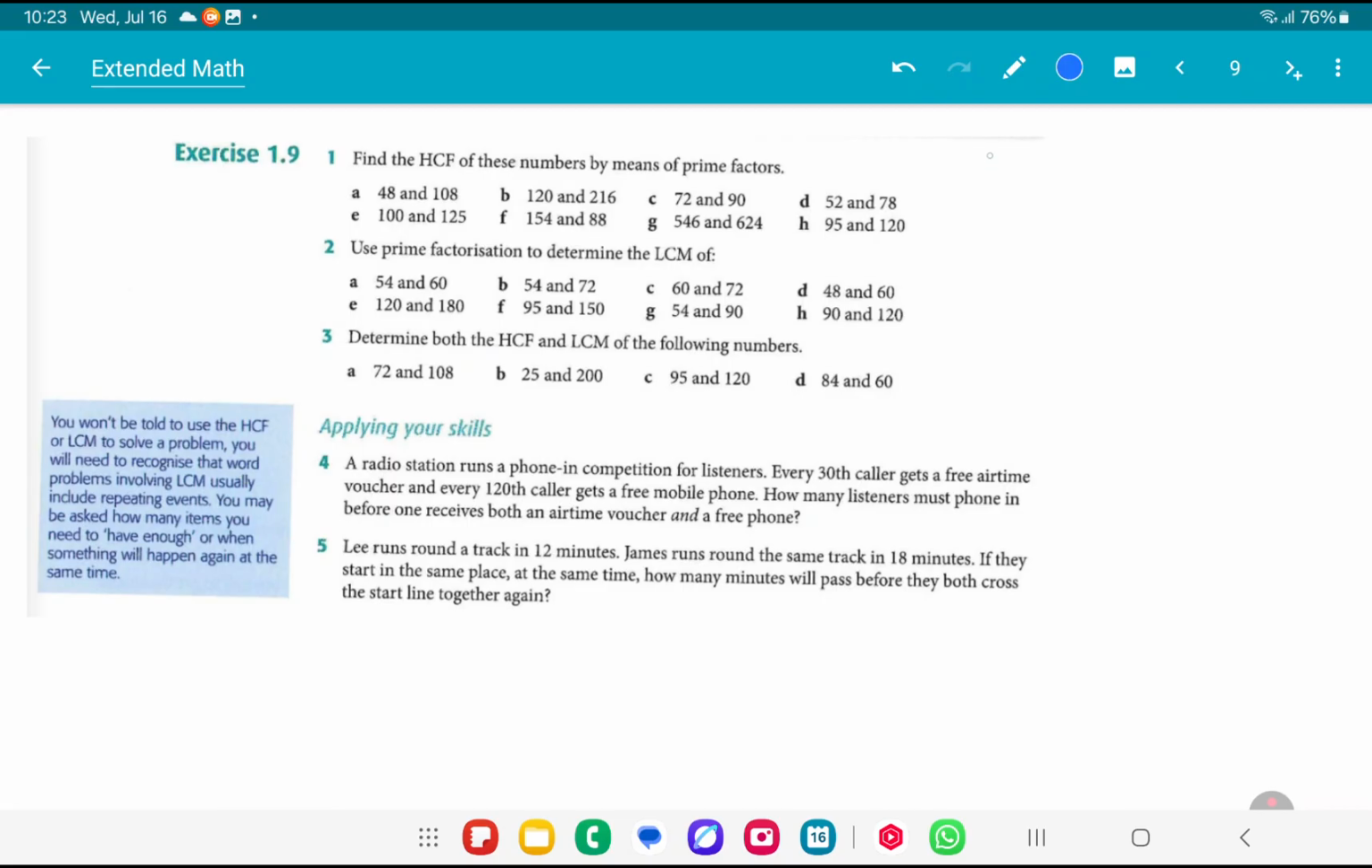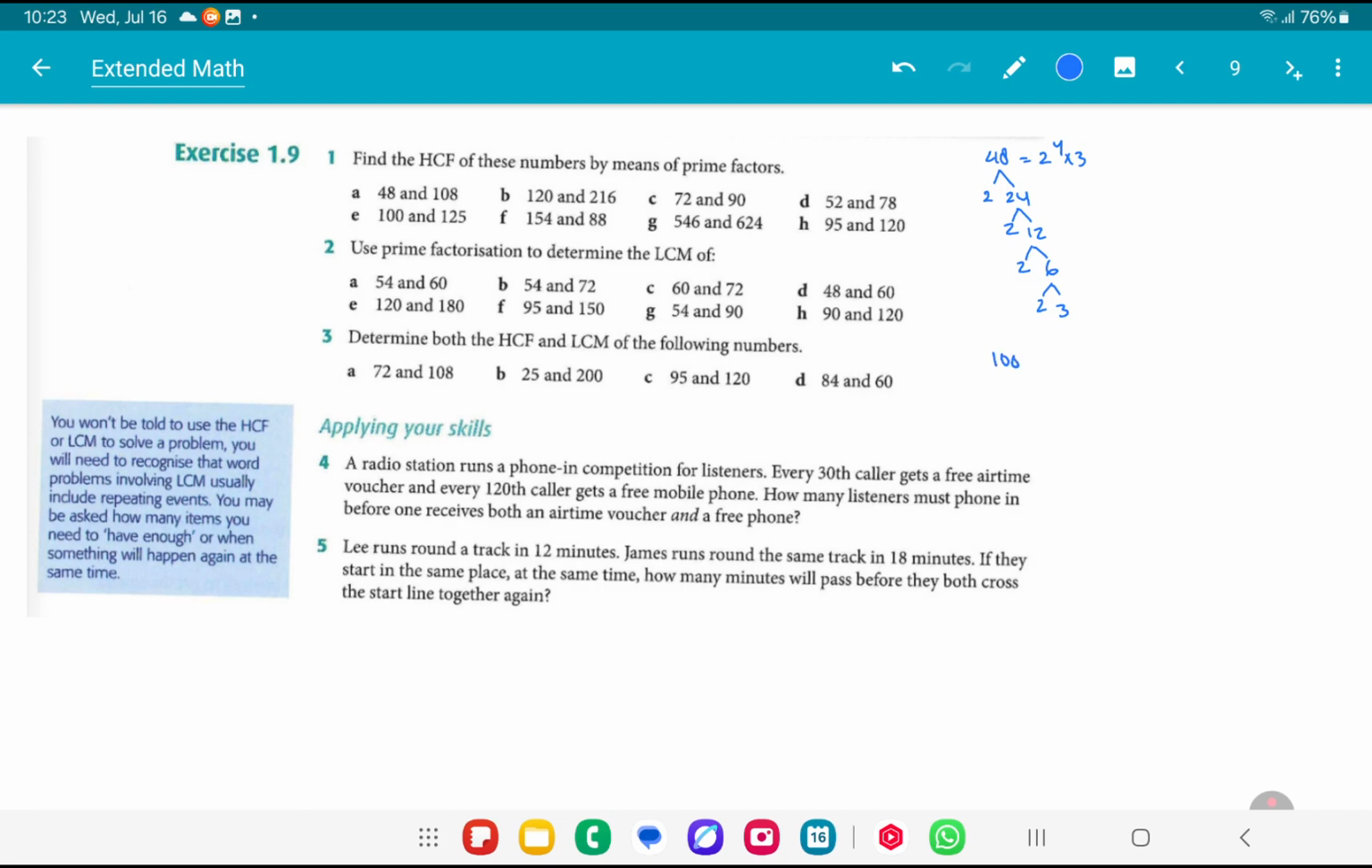Question number 1: find the HCF of these numbers by means of prime factorization. We begin with 48. We can write down the prime factors: 2, 24, 2, 12, 2, 6, and 2 and 3. So we get 2 to the power of 4 times 3.